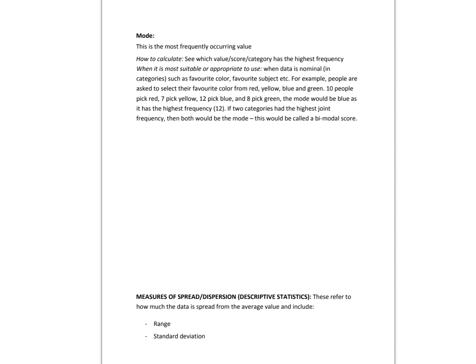So the third and final measure of central tendency is mode. And this is the most frequently occurring value. And it's very simple to calculate. You're not even really calculating it. It's more of an observation. You're just observing the frequency. You're seeing which category in the data set has the highest frequency, which one is occurring the most. That would be your mode.